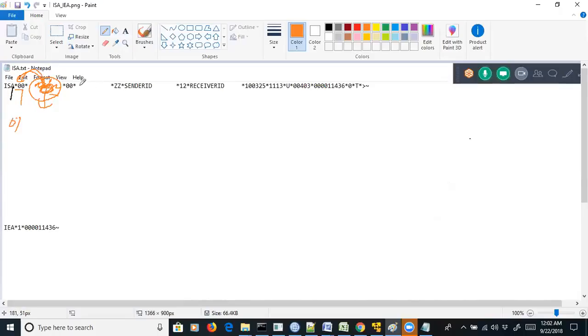Similarly, if you come to the third field and the fourth field, this field is called the security information. This third field provides what kind of security information your fourth field contains. 00 means the next field does not contain any information, right? If it's 00, it means my next field is going to be blank.